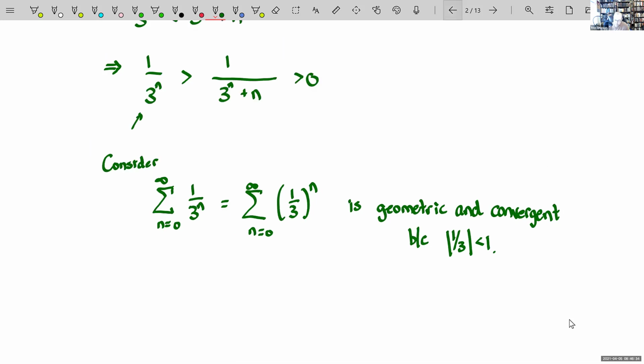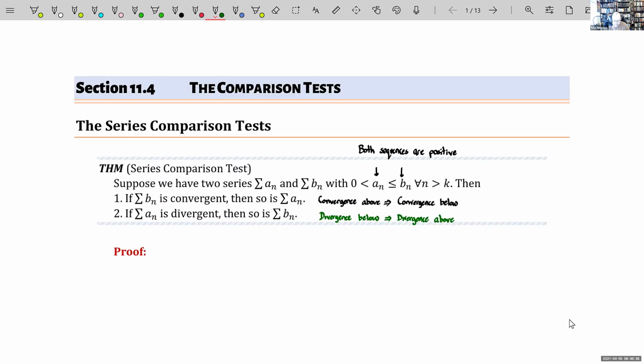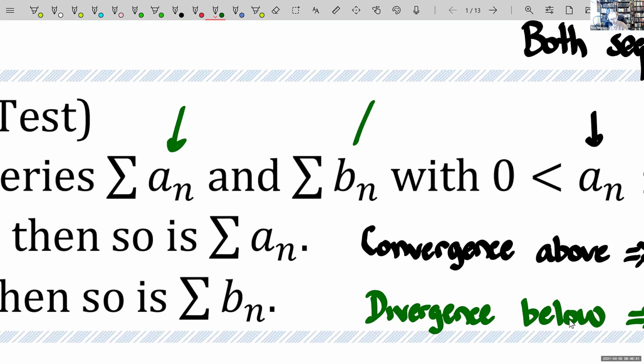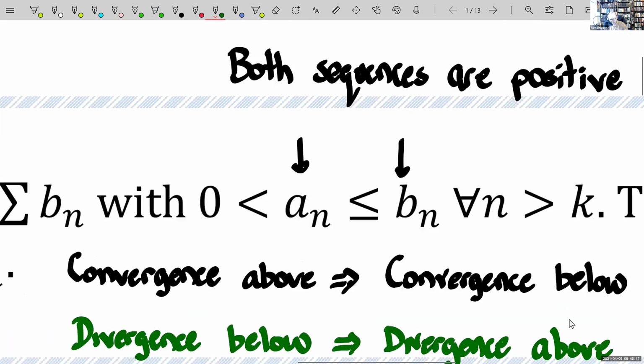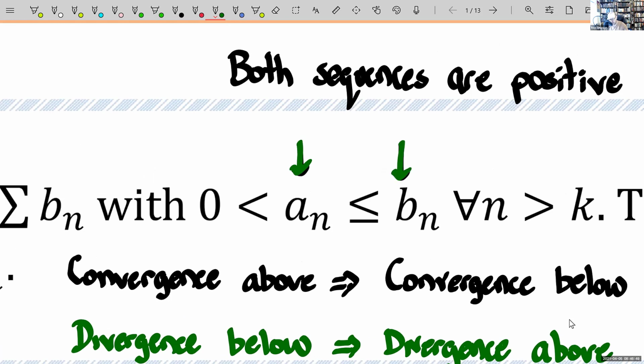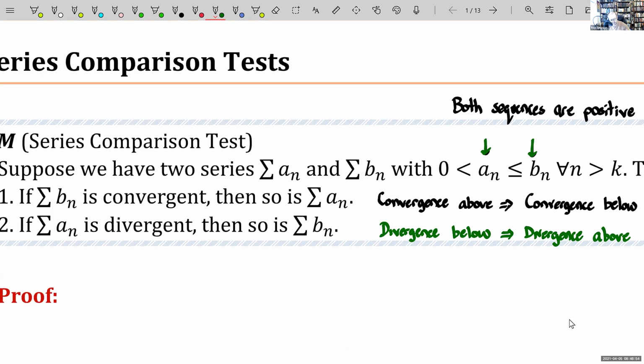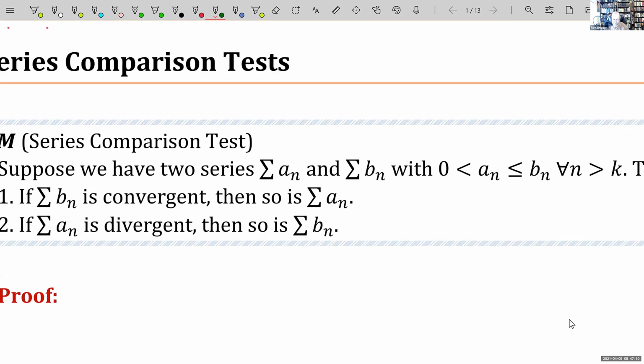By the theorem, hopping back to the series comparison test, I have two series, the original and our brand new one, where our original sequence is less than our brand new sequence, and we have proven that our brand new series is convergent. And remember, convergence from above implies convergence below. So our series that's below our new series must also be convergent.